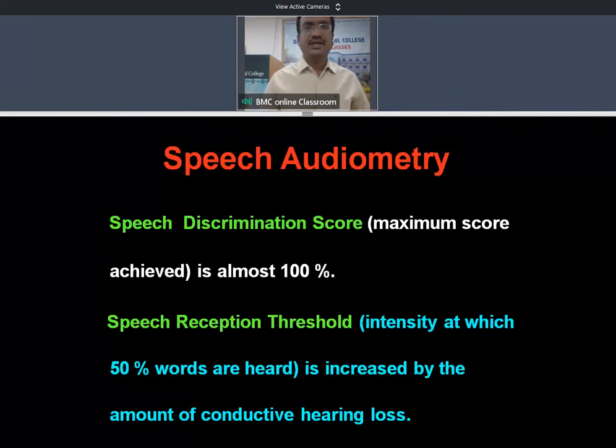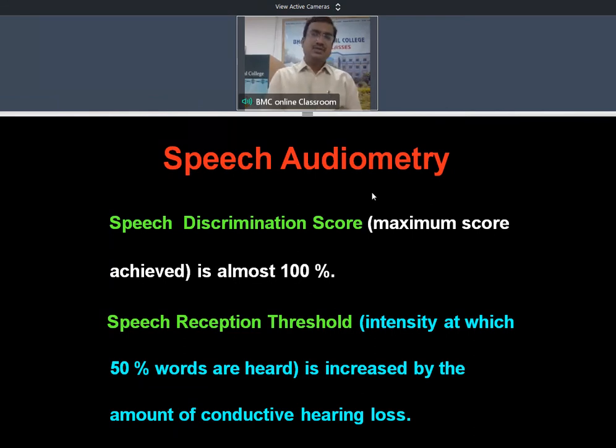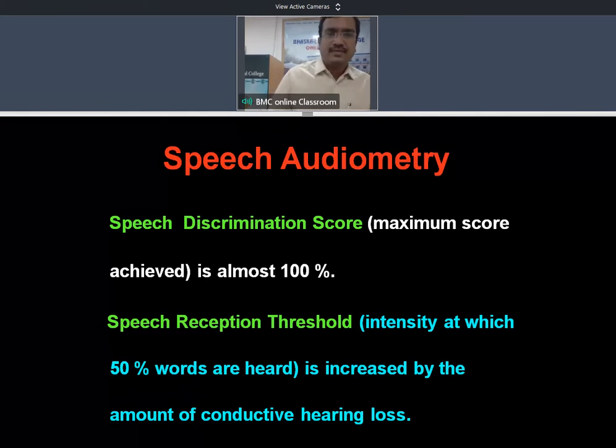So speech audiometry: speech perception, speech reception threshold, and speech discrimination score. These will be decreased in sensorineural hearing loss, but in conductive hearing loss the speech discrimination score will be almost 100% in otosclerotic patients. And speech reception threshold.